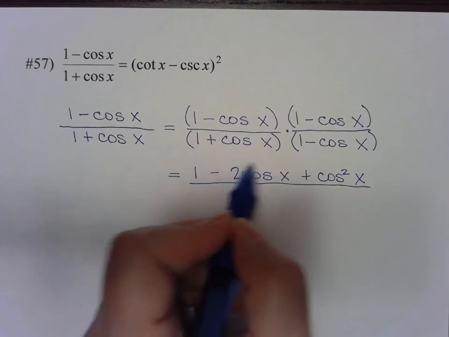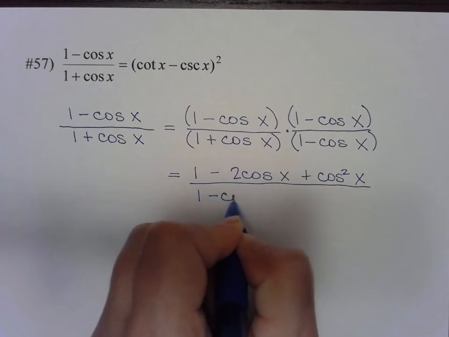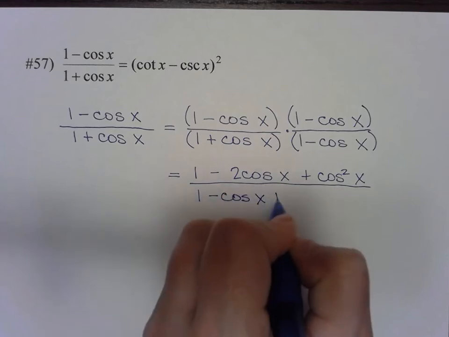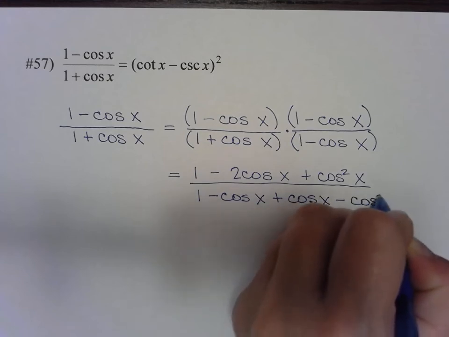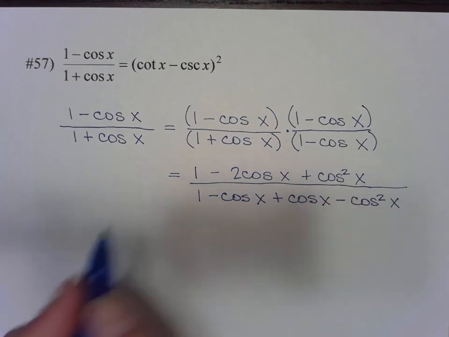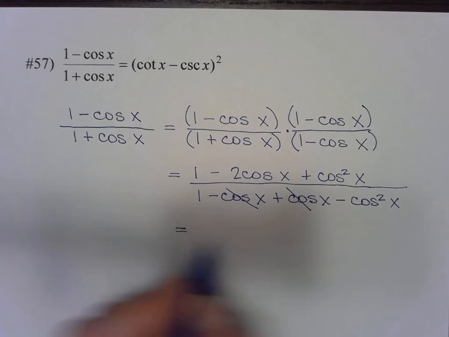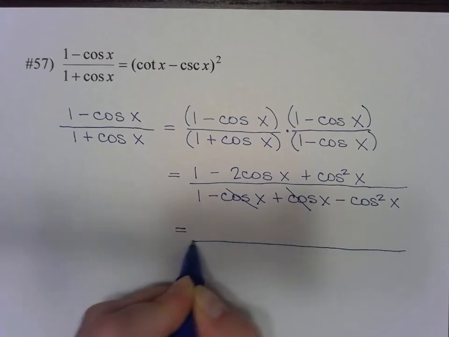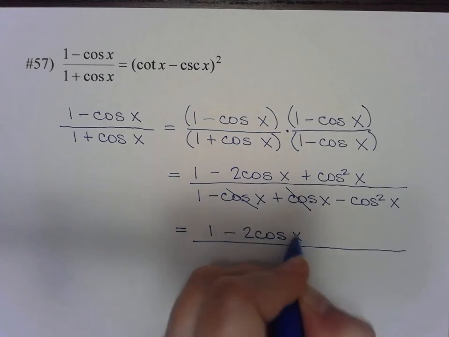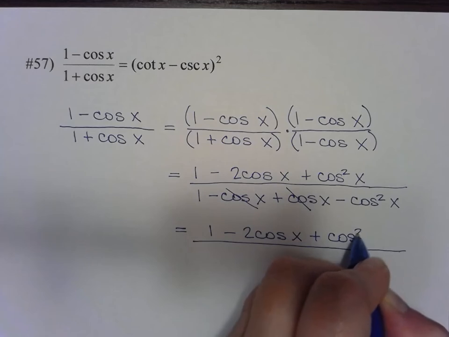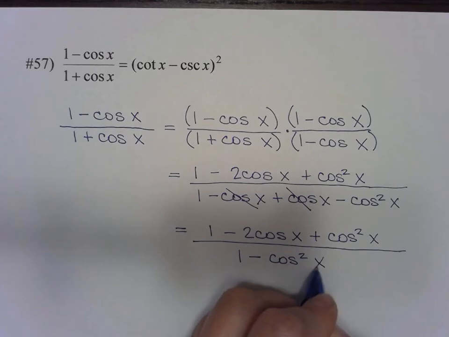On the bottom, we'll have 1. I'm going to go ahead and write this out. Minus cosine x plus cosine x minus cosine squared x. And because the middle terms are equal and opposite, they're going to add to 0 and cancel out. So now I'm going to have the same numerator over 1 minus cosine squared x.